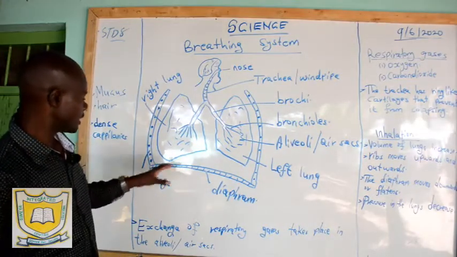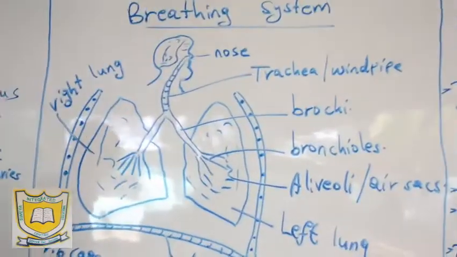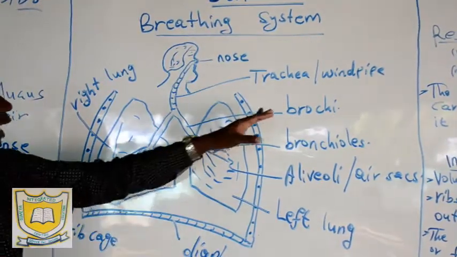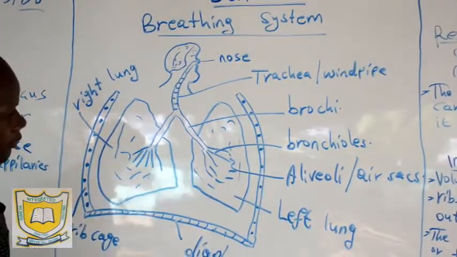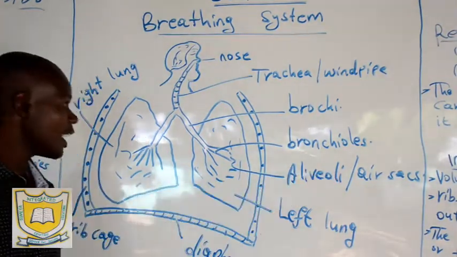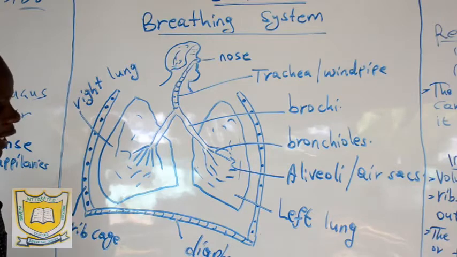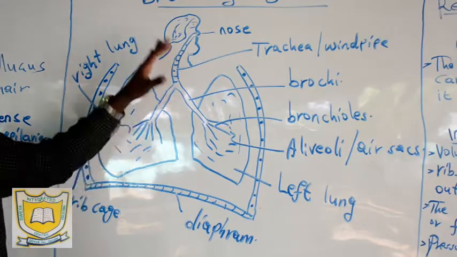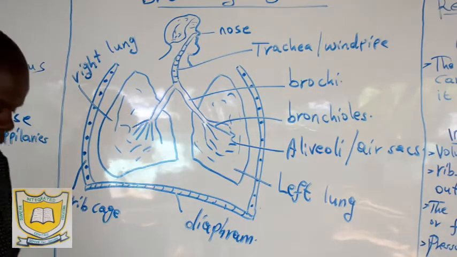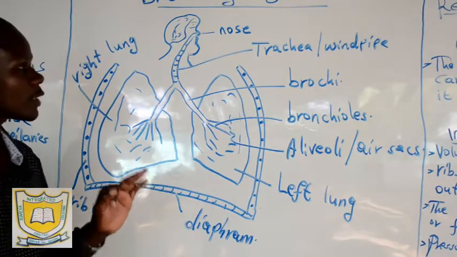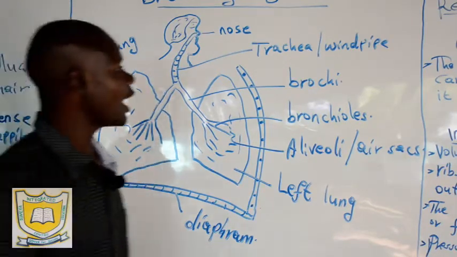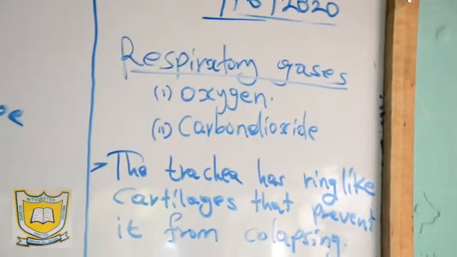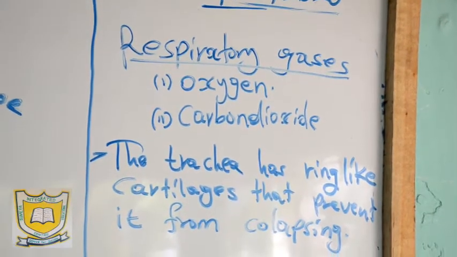We have the breathing system here. The diagram is well drawn. We have the nose, we have the trachea, we have the bronchi, we have the bronchioles, we have the alveoli or the air sacs, and we have the two lungs, the rib cage and also the diaphragm. Now when you talk about the breathing system, we have to remember the two respiratory gases, which are oxygen and carbon dioxide. Those are the two respiratory gases which we inhale and exhale.